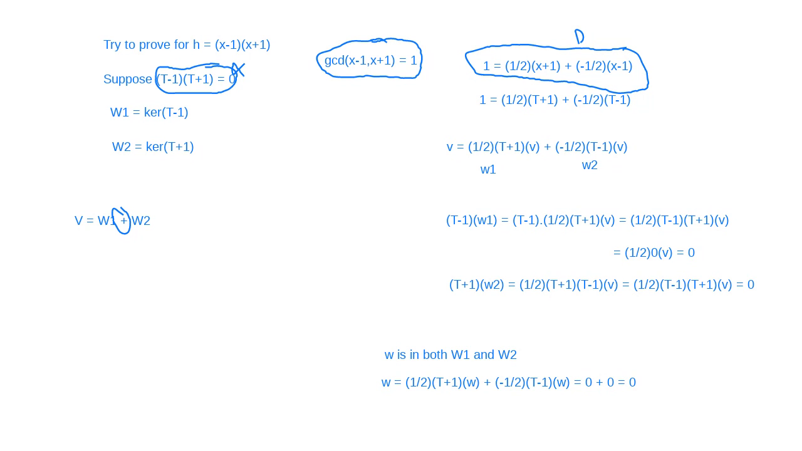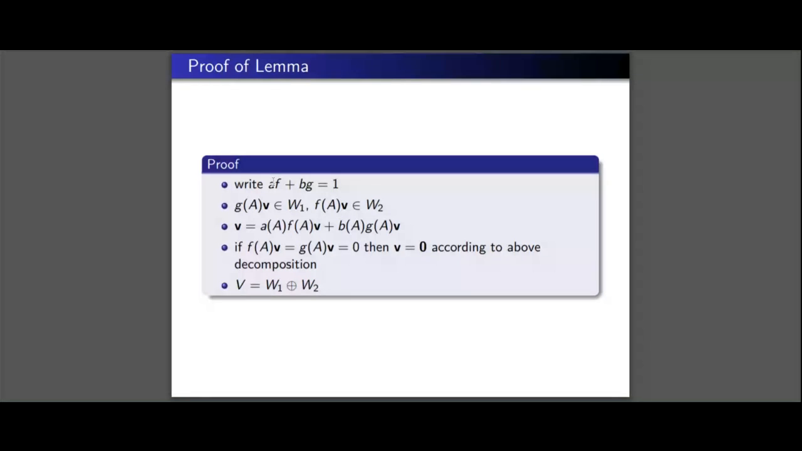So let's try and see how the lemma is proved. If the GCD of f and g is equal to 1, that means we can find polynomials a and b such that af plus bg equals 1.